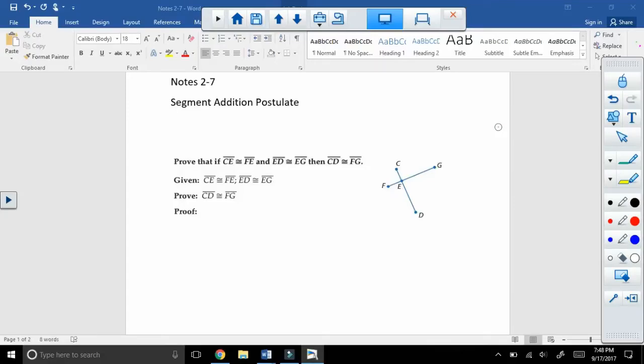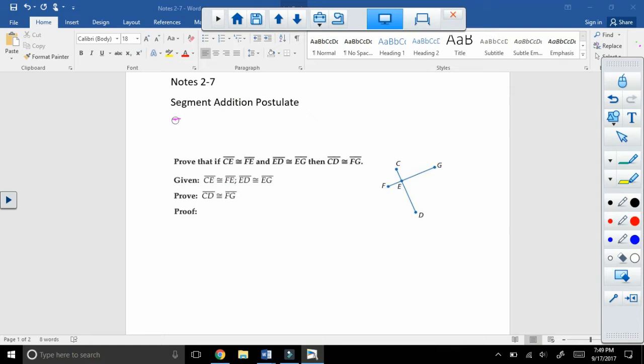We are about to begin some of our geometry proof work, and 2-7 has us looking at some segment congruency and segment proofs. So before we begin anything else, we need to revisit the segment addition postulate. You have used this, you know this, we've just never called it the segment addition postulate. So let me remind you what it is.